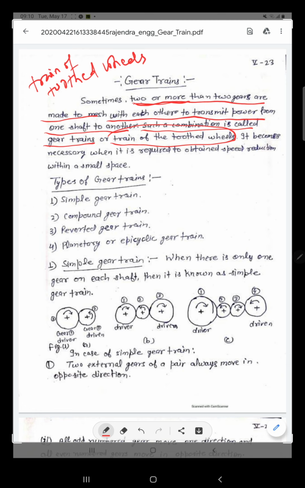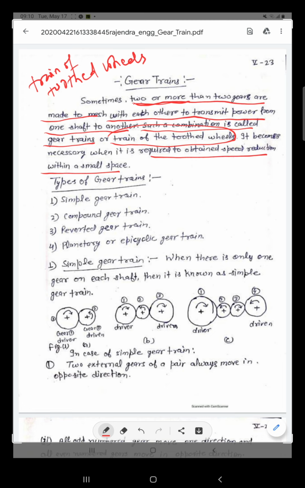This train is used to transmit power from one shaft to another shaft. It becomes necessary when it is required to obtain speed reduction within a small space. So why do we require this gear train? It is required to obtain speed reduction within a small space. So by definition we understood what a gear train is and its aspects. A gear train is a train of toothed wheels.